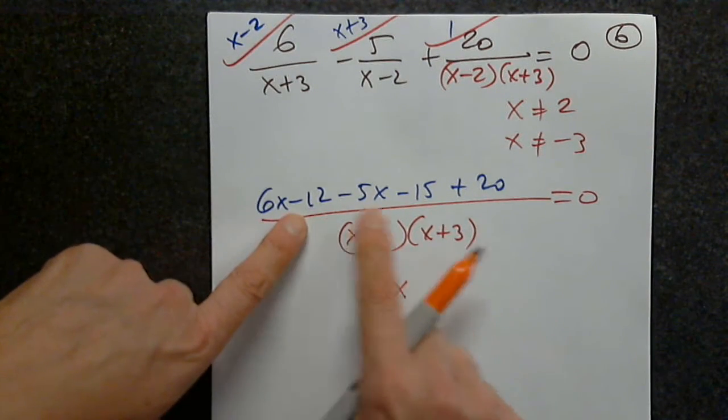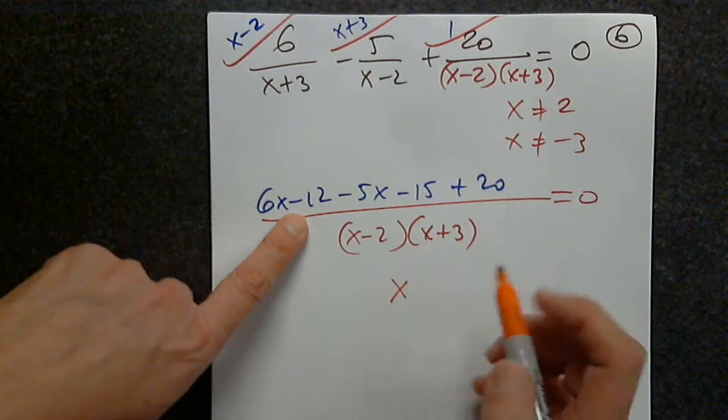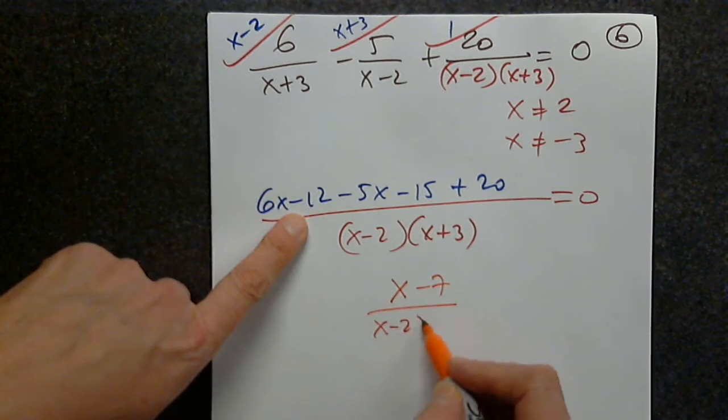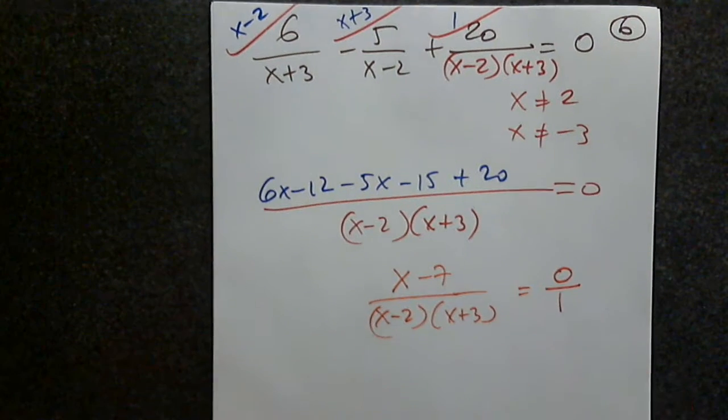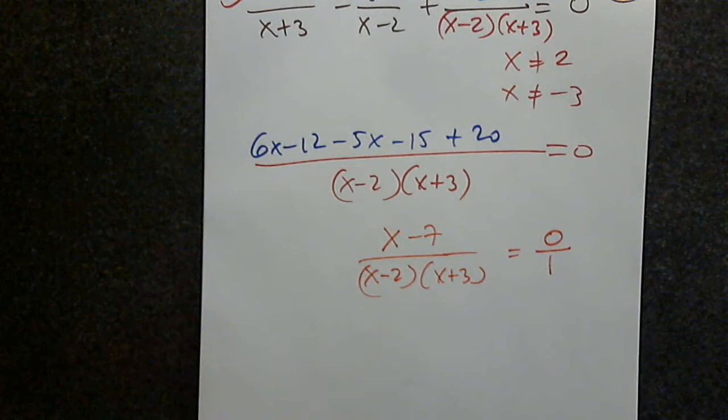Is it x minus 7? So this is negative 27, yes, minus 7 indeed, over x minus 2, x plus 3, and you write 0 over 1. That's the next step. After you combine like terms, you write the right-hand side as being 0 over 1. To remind us or refresh our memory on what? To cross multiply, because now this is a proportion.